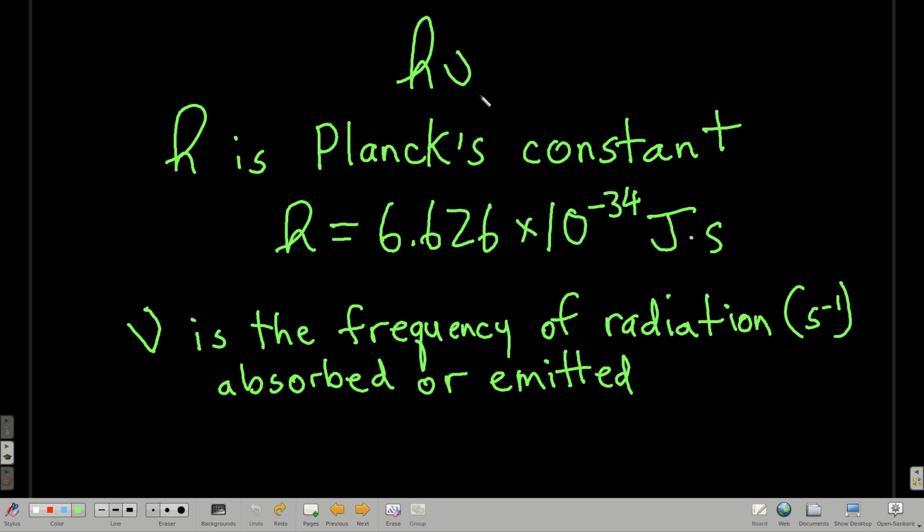So this chunk, h nu: H stands for Planck's constant, and to 4 sig figs it has the value of 6.626 times 10 to the negative 34th, and its units are joules times seconds. Joules is a unit of energy. So memorize Planck's constant, and memorize this little formula. Nu is the frequency of the radiation that's emitted or absorbed, and its units are inverse seconds or hertz.